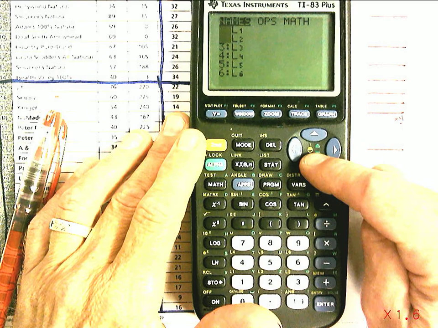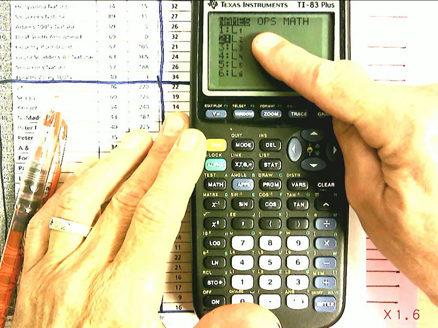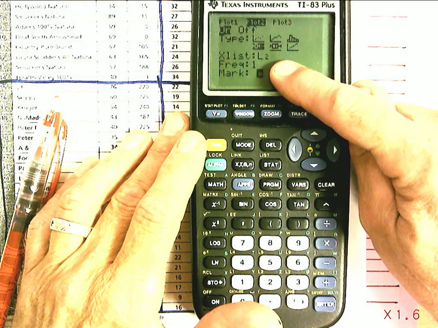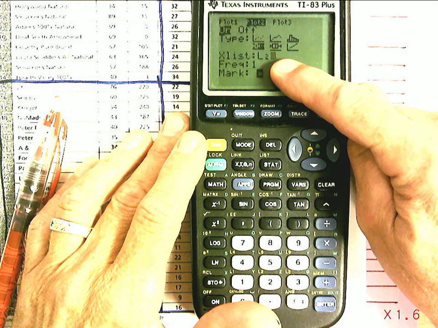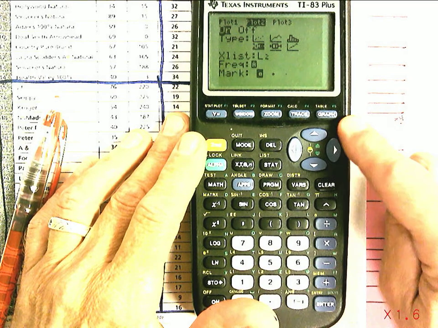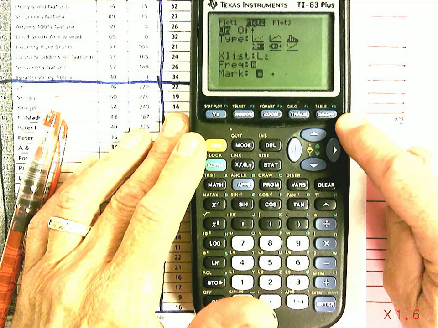Now I go down to list 2, and that's the list I want to do, and I hit enter, and now you see it changed that right there to list 2, L2. And so now that's set. And now I can actually graph this. I can actually push the button that says graph.